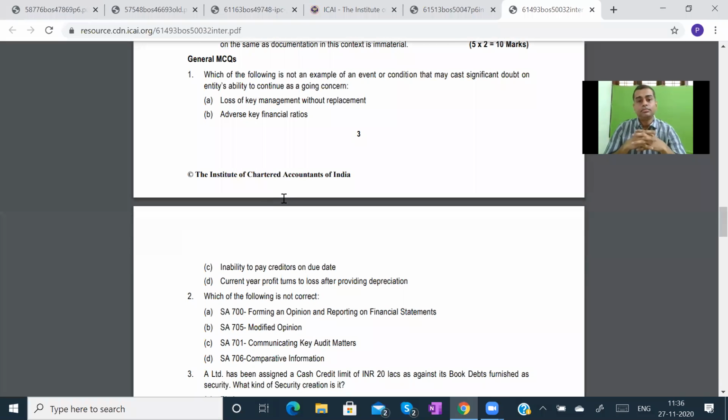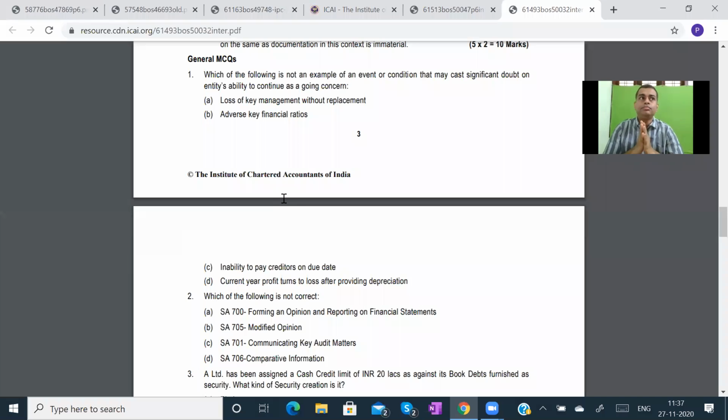Question number 1. Which of the following is not an example of an event or condition that may cast significant doubt on the entity's ability to continue as a going concern? Option A, loss of key management without replacement. Option B, adverse key financial ratios. Option C, inability to pay creditors on due date. Option D, current year profit turns to loss after providing depreciation.